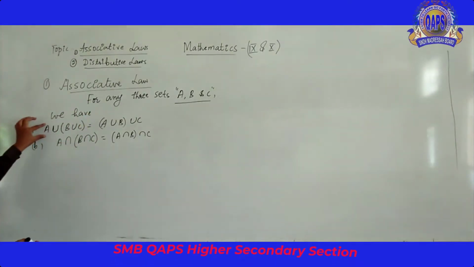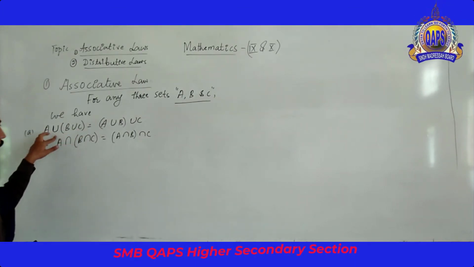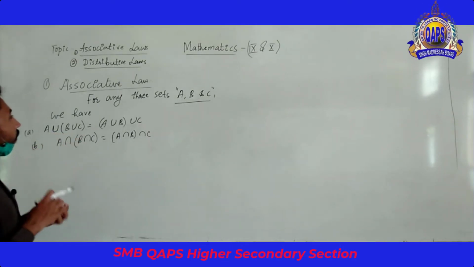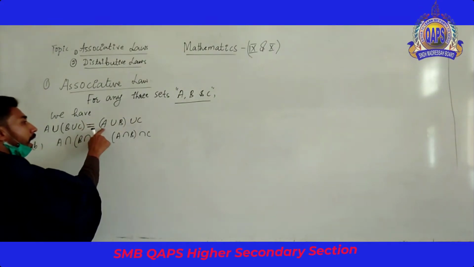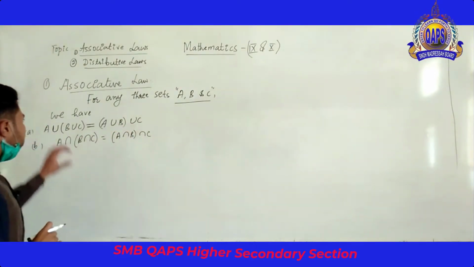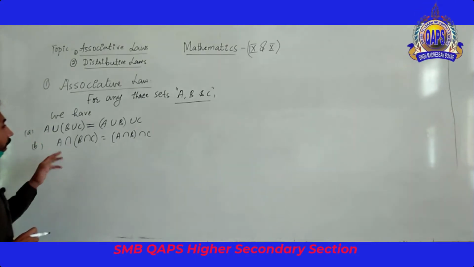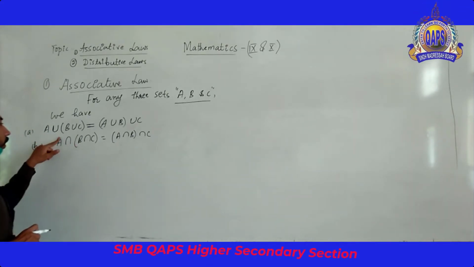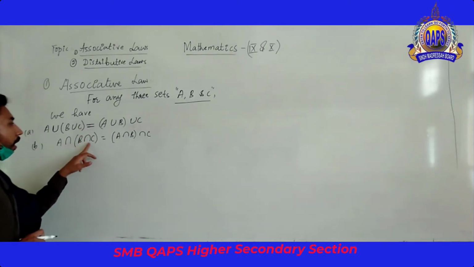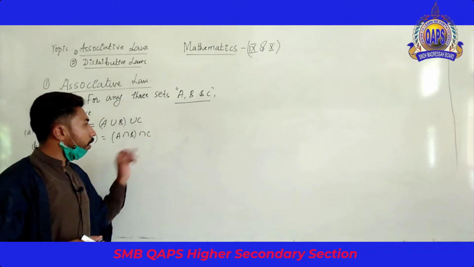So here we prove the first law: A union (B union C) is equal to (A union B) union C. First of all, we prove this associative law. Second is the intersection: A intersection (B intersection C) is equal to (A intersection B) intersection C.